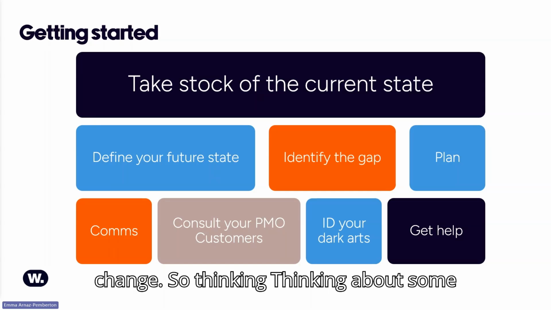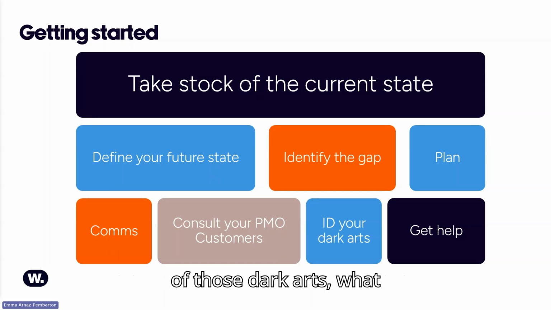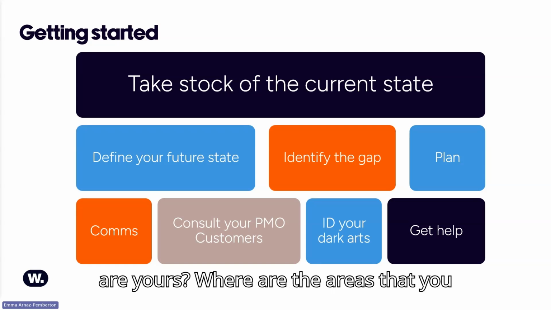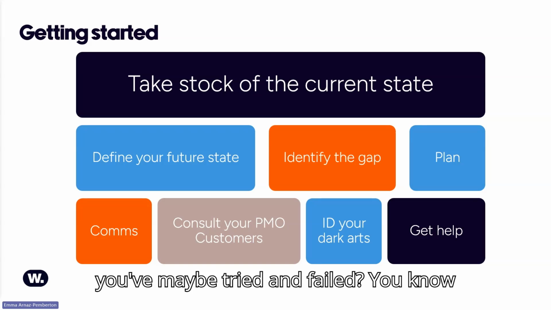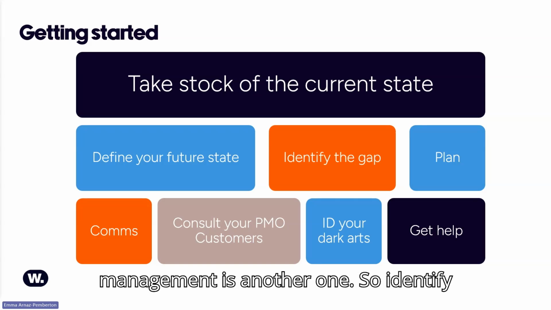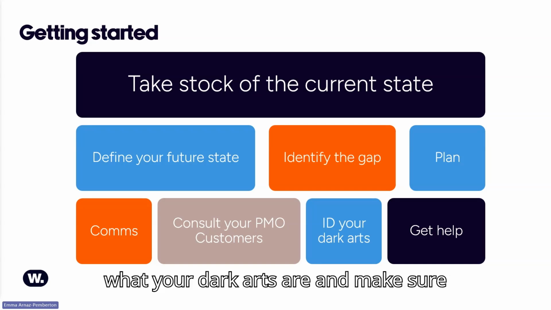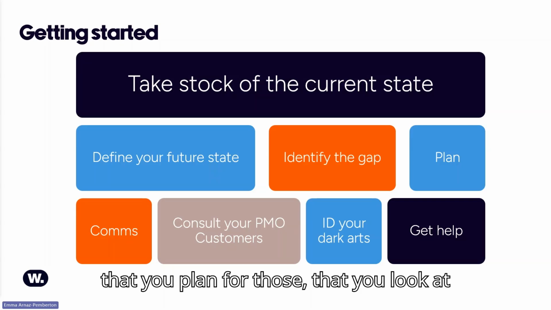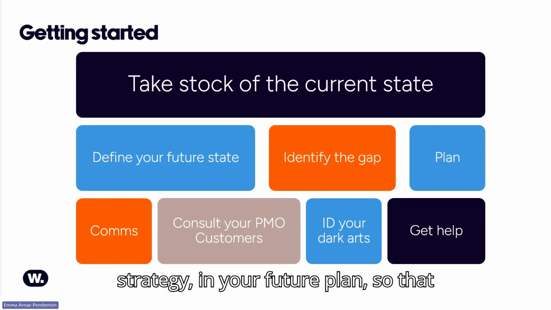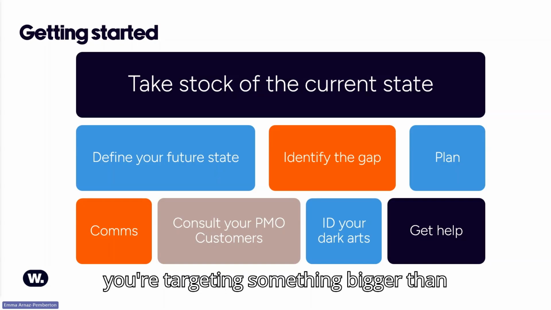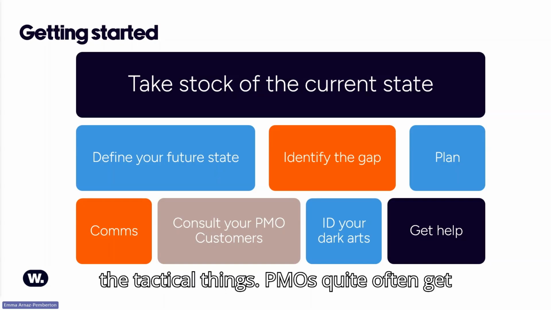Thinking about some of those dark arts, what are yours? Where are the areas that you really struggle to embed a process, that you've maybe tried and failed? Benefits management is another one. So identify what your dark arts are and make sure that you plan for those, that you have those in your future strategy, in your future plan, so that you're targeting something bigger than the tactical things.